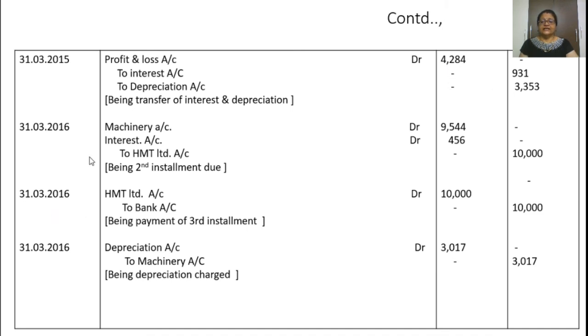So the total is 4,284. Then next year the third installment becomes due: machinery account 9,544 and interest account 456 debit to HMT 10,000. Then the third installment is paid, 10,000. Depreciation for the third year is 3,017. Then, for the last year, the third year interest and depreciation transferred is 3,473, that is the total of interest and depreciation.